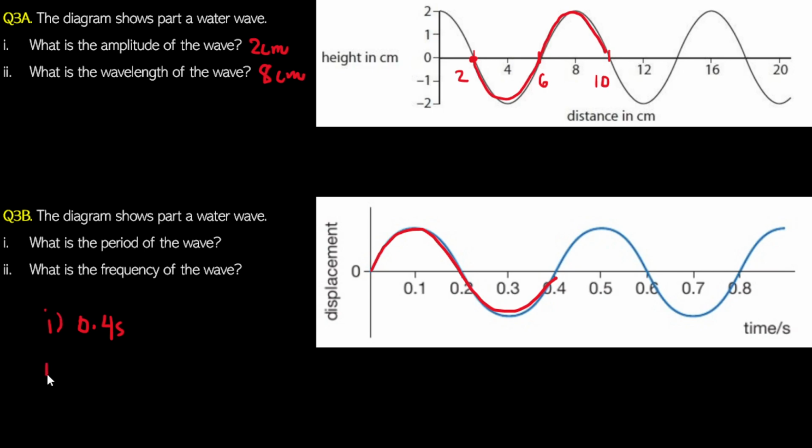Number 2. What is the frequency of the wave? Since you already know your period, you can use the formula f equals 1 over T. Now 1 over T would be 1 over 0.4. You would get 1 divided by 0.4, which is 2.5, and the unit for it will be Hertz. In exams, make sure that you write down the original equation, and if you need to rearrange it, please rearrange it. You are still going to get a lot of marks from it.